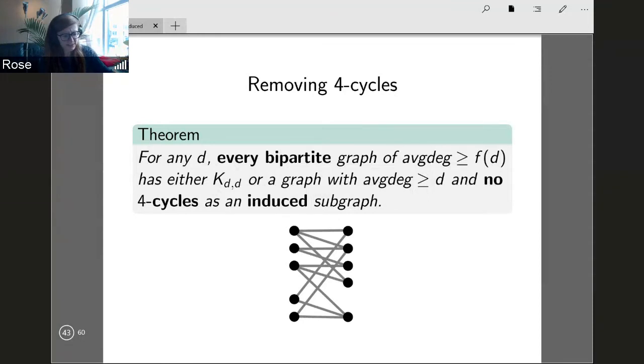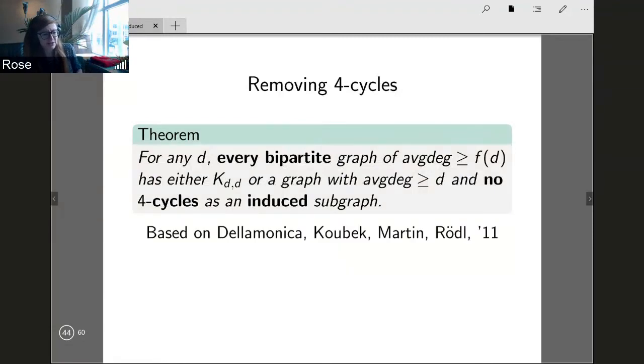So for the same reasons as before, this also implies the Kühn–Osthus results. But the proof is also based on a different proof of the Kühn–Osthus results by Dellamonica, Kubek, Martin, and Rödl. I'll talk about how it relates and what is new about the proof there. But again, the main focus of the talk is not the proofs, but the fact that this general conjecture should be true.